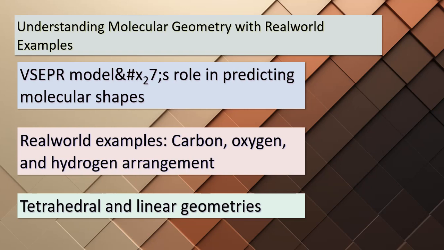Just like people trying to find their space in a crowded room, electrons arrange themselves to minimize repulsion and find stability. So, next time you encounter a molecule, remember that its shape holds a story of these electron interactions. Keep up the great work, and let's continue our exploration of the captivating world of chemistry.